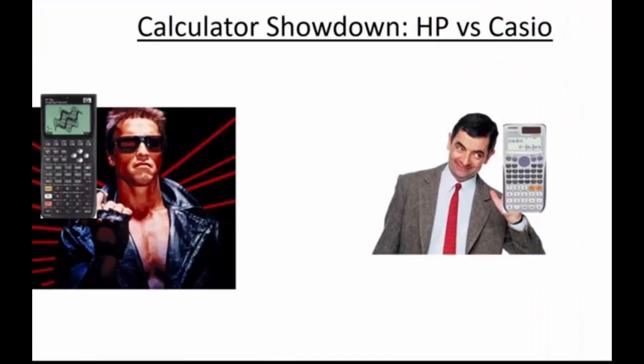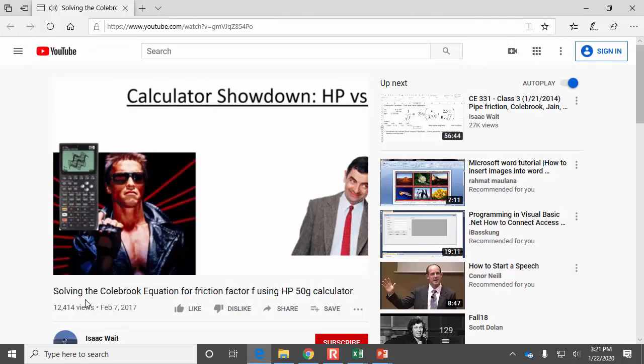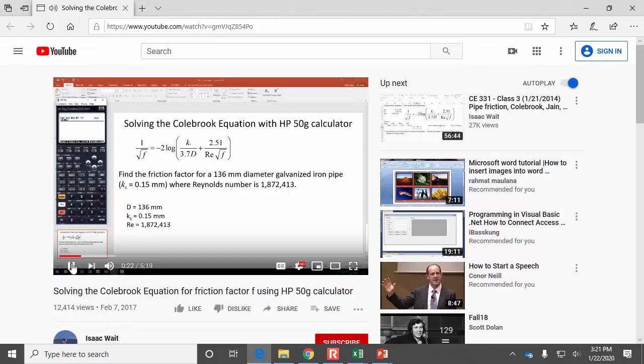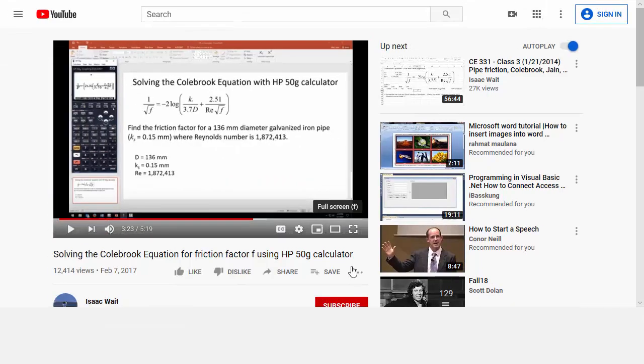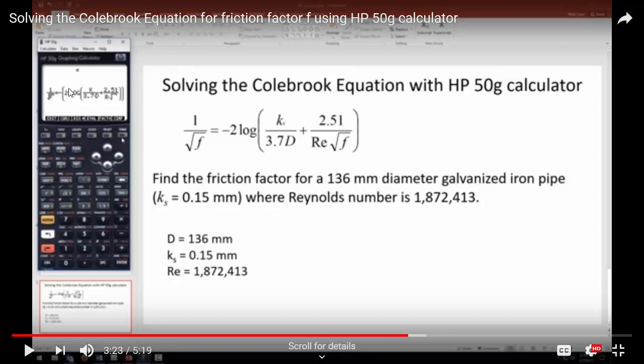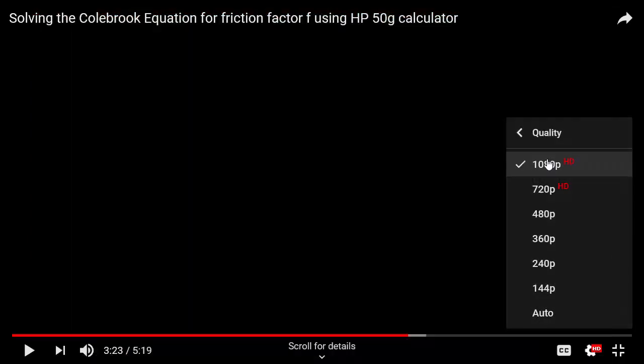Okay then. If you want to watch the video, just solving Colebrook equation for friction factor, it's an emulator that illustrates how to type the equation in a graphical way. The advantage, without watching the whole video, I'll show you: you can actually type an equation the way it's supposed to look.